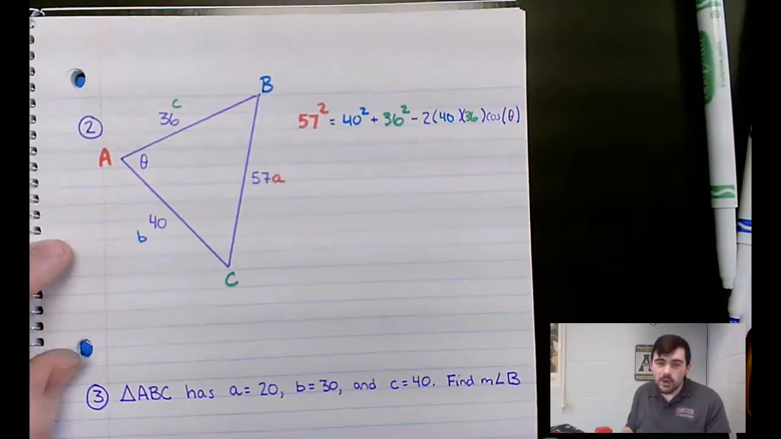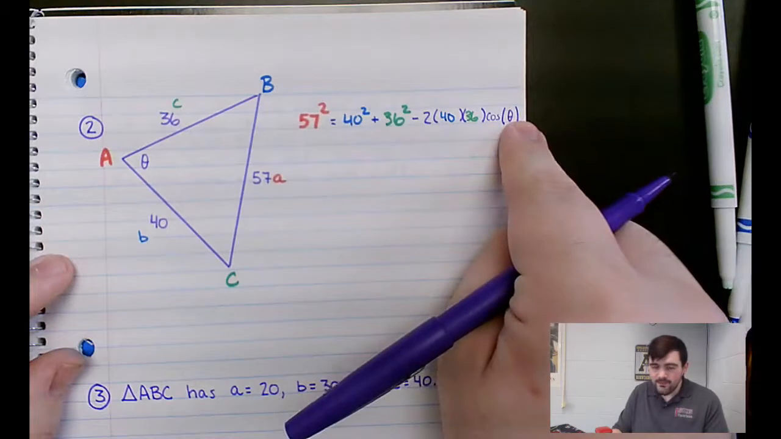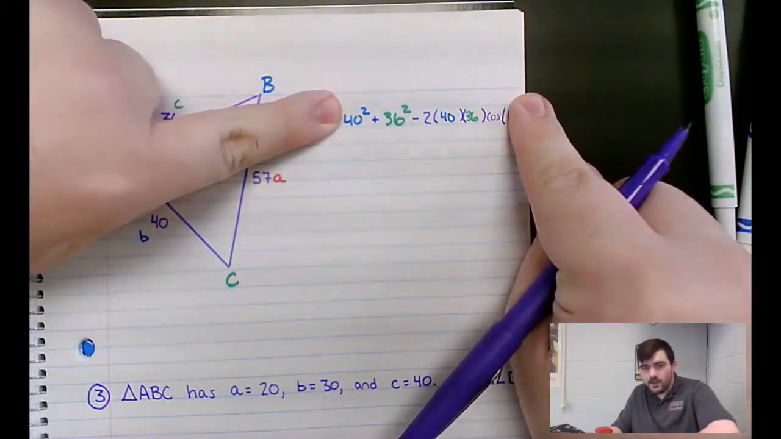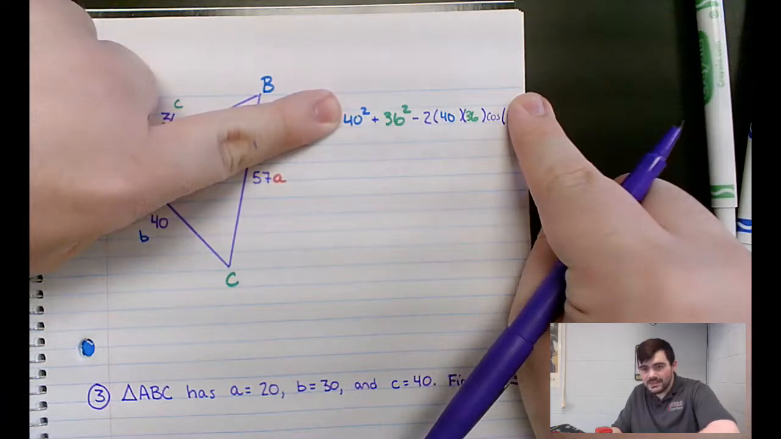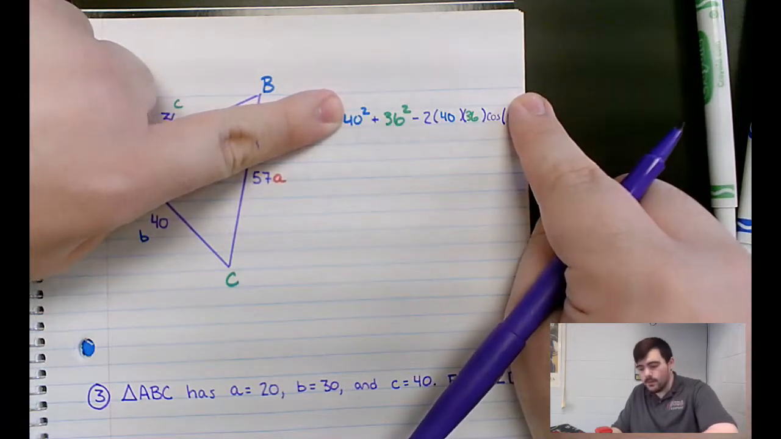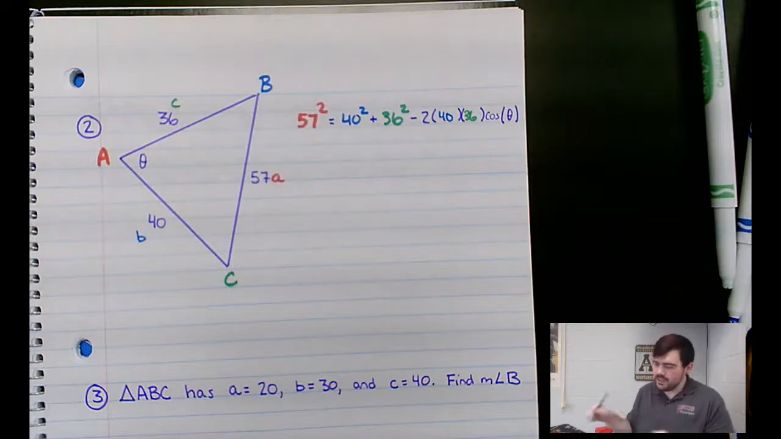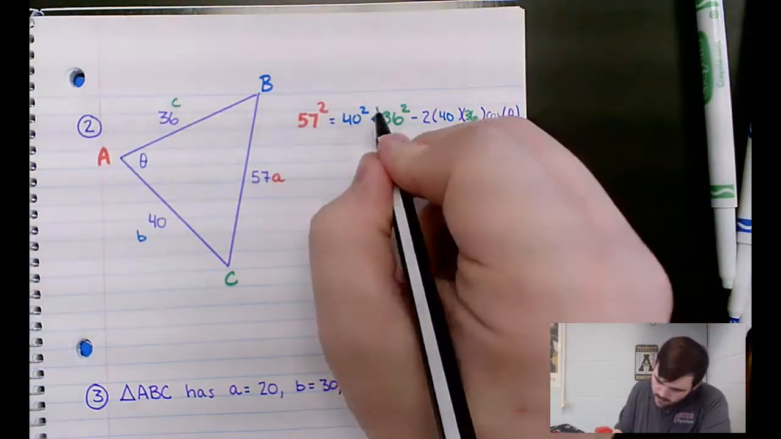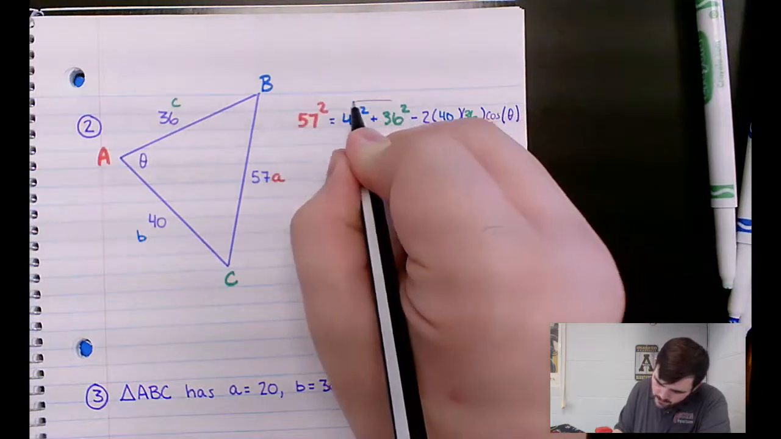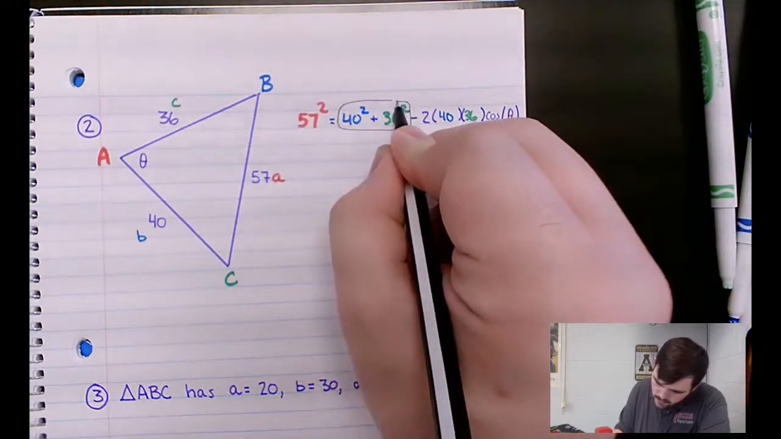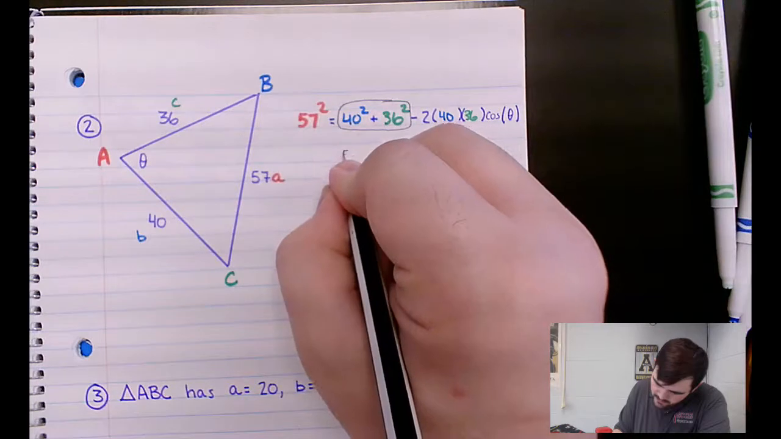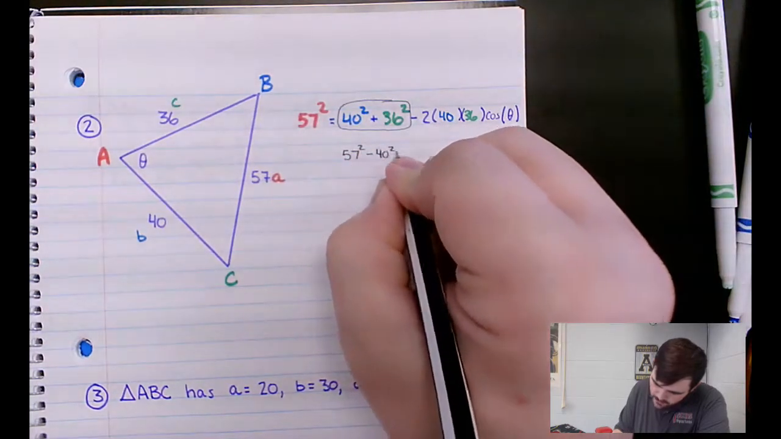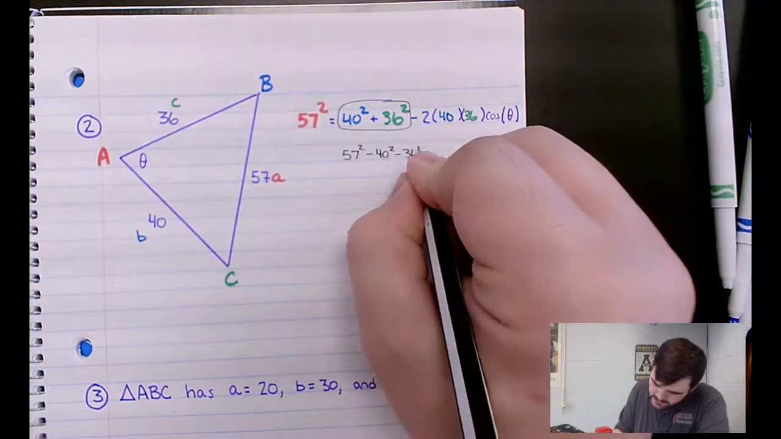My ultimate goal here is to get theta by itself. So all of this stuff, the 40, the 36, the 2, 40, 36, and cosine have got to go. Now, there's a couple of steps, and I'm going to physically write them out. My first step here is to do 57 squared minus 40 squared minus 36 squared.